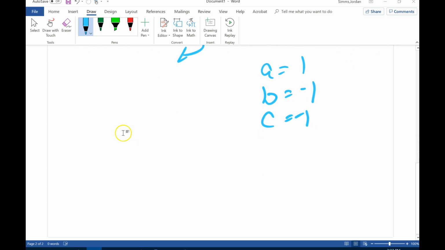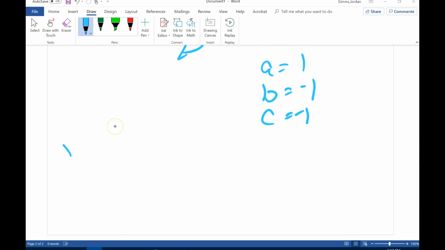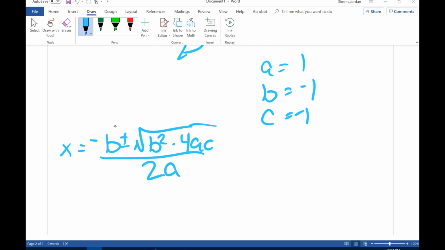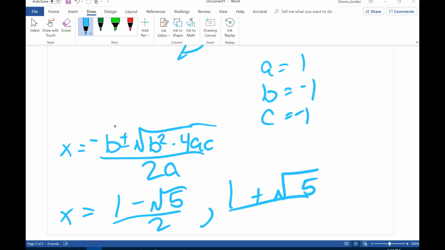Then we do the quadratic formula, which is what they want. Remember, that's negative b plus or minus the square root of b squared minus 4ac, over 2a. And if you do that, it should come out in simplified radical form to be 1 minus root 5 over 2, and 1 plus root 5 over 2. So that's going to be our solutions right there.